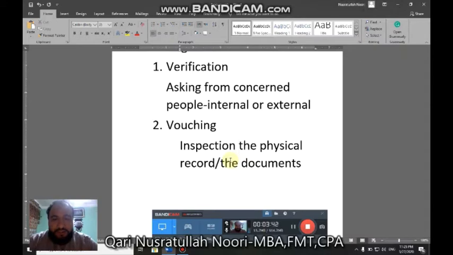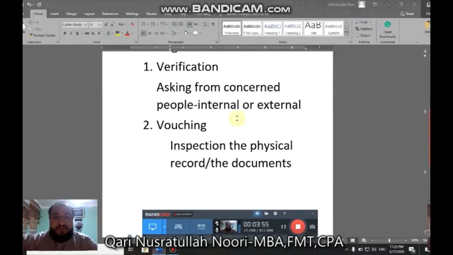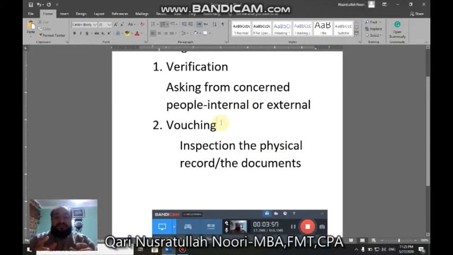Understood? So this is the meaning of auditing: checking someone else's accounting or financial data. What does someone else mean here? Someone else here means that this checking should be carried out by an external person, right?